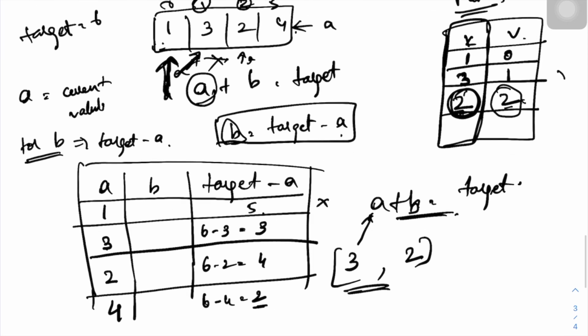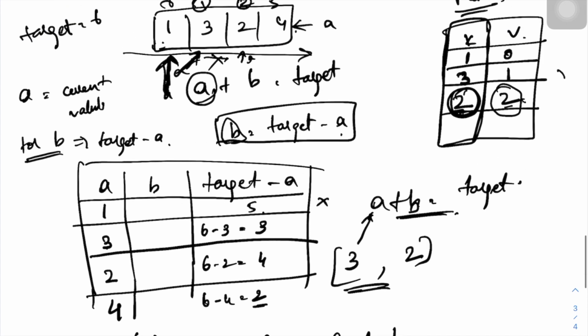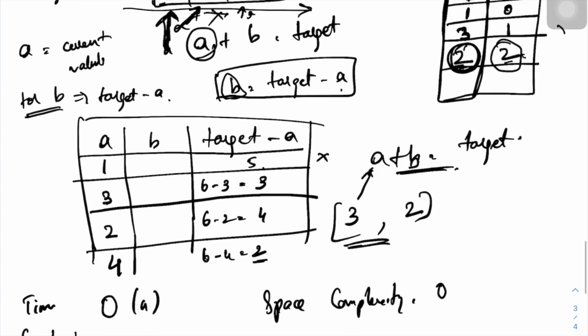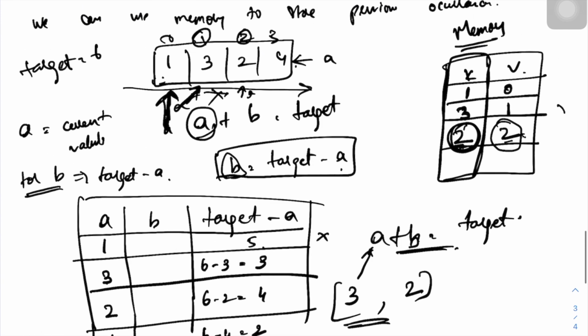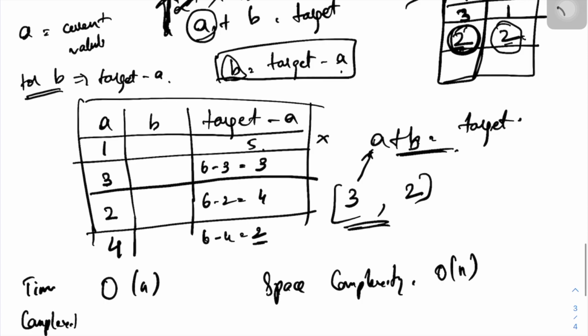By doing this, we are traversing the array only once. So our time complexity is just O of n, but our space complexity increases here, which is also O of n, because we are storing whatever we find into memory. If you don't find any solution, all of your n elements will be added to your memory. So in the worst case, your space complexity is also O of n.